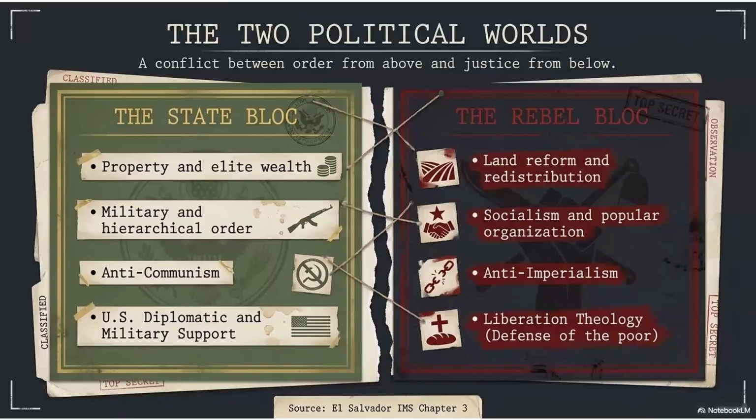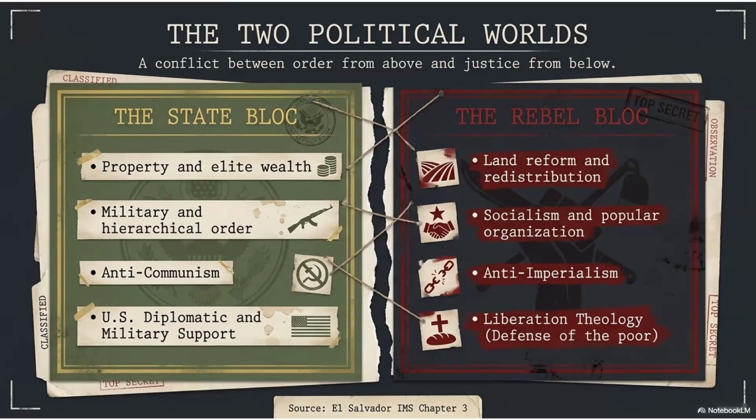On one side was the state bloc: landowners, the military, conservative parties, and the US-backed anti-communist institutions. Their language was order, property, national security, anti-communism, and stability. To them, peasants, union leaders, students, priests, teachers, journalists, and reformers could easily become subversives if they challenged the existing order. On the other side was the revolutionary bloc that eventually formed around the FMLN.